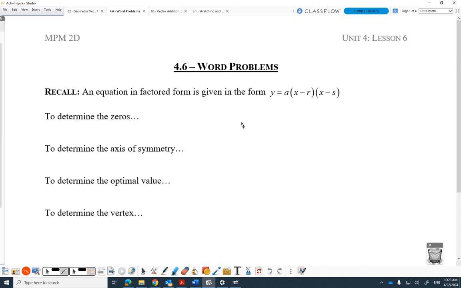This first screen is what we can do with quadratics right now. It's a long list, but it's not that long. So in any word problem, you're going to be doing one of these things. You just have to decide which one. Well, we'll get that in a minute. Let's just talk about what we can accomplish once something's factored.